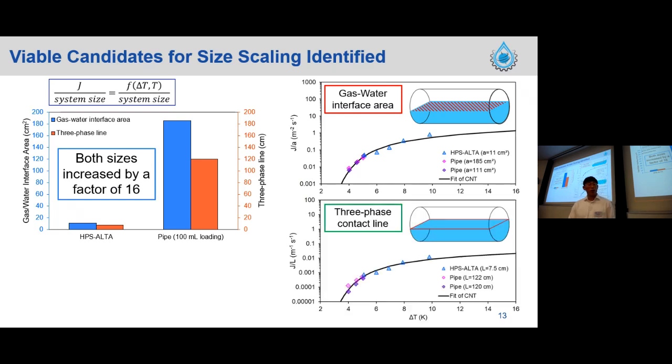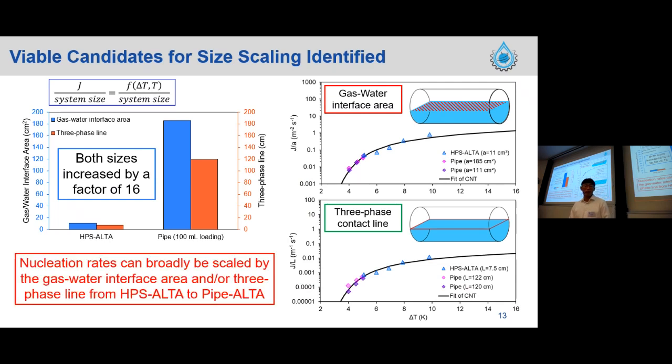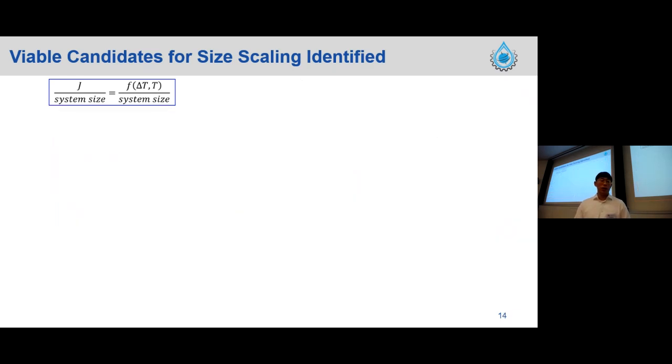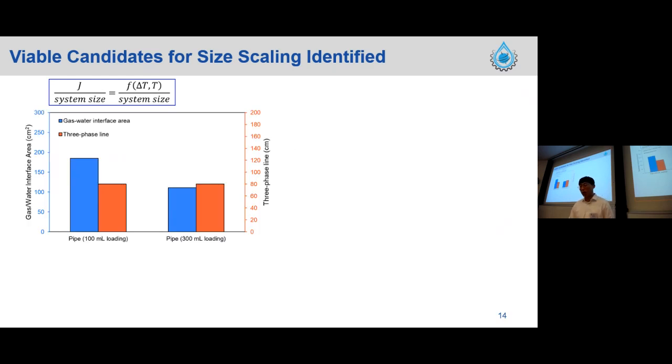And then if we scale with the three-phase contact line, they also seem to scale very well, but at the bottom here, the data points are still apart. So in this case, nucleation rate can be, very broadly, scaled by gas-water interface area or three-phase contact line when you're scaling from the HPS delta to pipe delta. And then the next case will be comparing the different liquid loadings in the pipe cell, 100 ml and 300 ml.